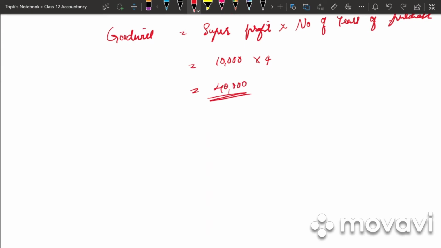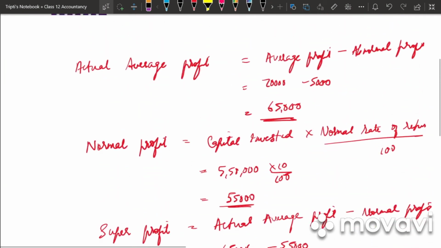Clear? When they have given us abnormal profit, we need to deduct it from our average profit, and when they give us abnormal loss, we need to add it to our average profit.